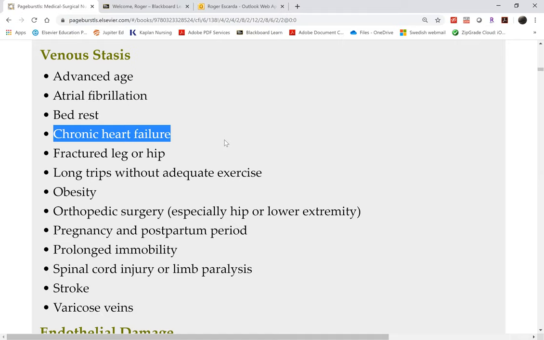Long trips, let's say a 16-hour flight to Hong Kong, or you're not adequately exercising. Obese patients, again, poor circulation, poor venous return. Again, surgery. We already have fractured leg or hip, and the surgical interventions for those will decrease mobility. Pregnancy, so for moms here in the class, you know what I'm talking about. During pregnancy, you have edema in your legs, because the weight of the uterus pushing down on your pelvis will pinch some vessels, resulting in poor venous return. Stroke patients, because they are immobile, and varicose veins.